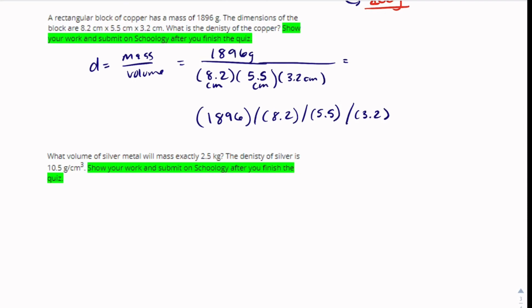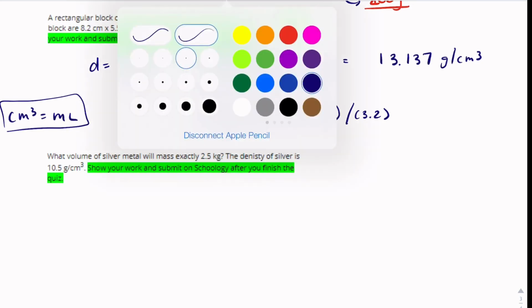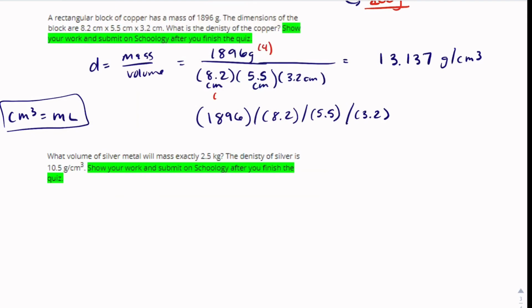And when I do that, I get 13.137 grams per cubic centimeter. Remember, cubic centimeter is the same thing as a milliliter. They're actually the same thing. So it's okay to say centimeters cubed. Let's do our sig figs. We have 4 sig figs, 2, 2, and 2. So we are going to cut this off to 2 sig figs, so 13 grams per cubic centimeter.